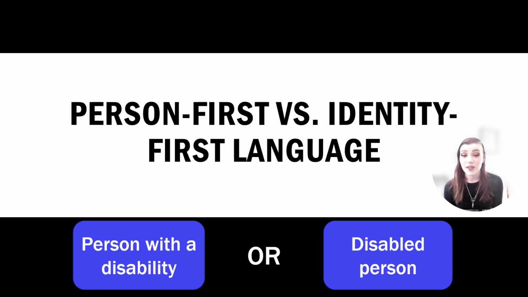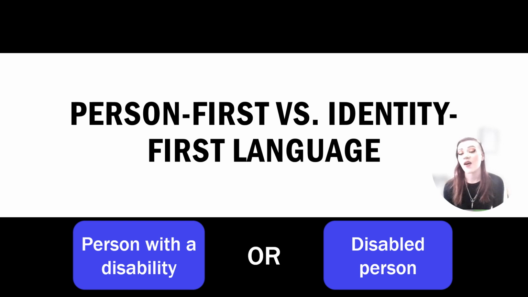If you were using identity first language for yourself, you might say, I'm disabled. If you use person first language, you might say, I'm a person with a disability, or I'm a person with anxiety, whatever it might be. There's a lot of different reasons why someone might prefer one or the other. It's important to remember that neither of them is right, neither of them is wrong.